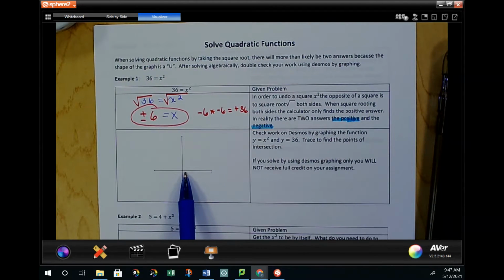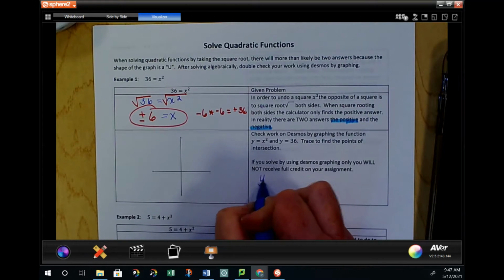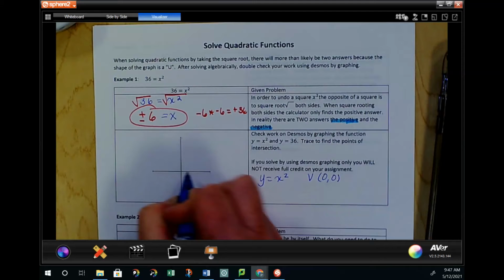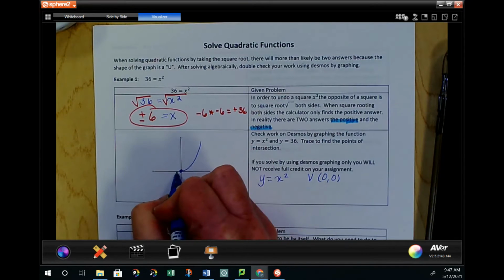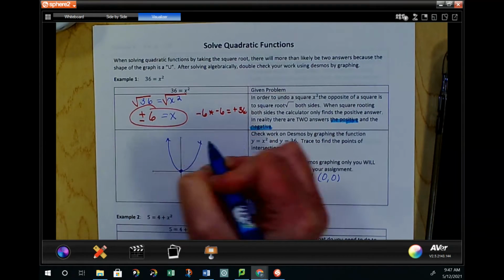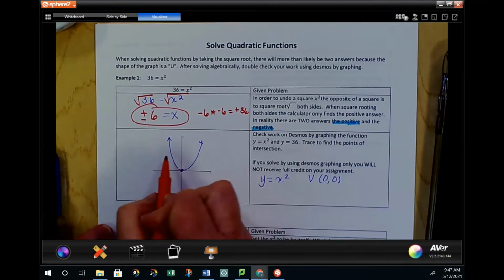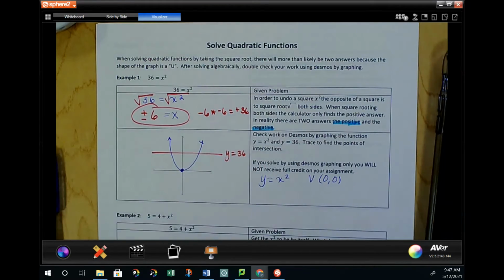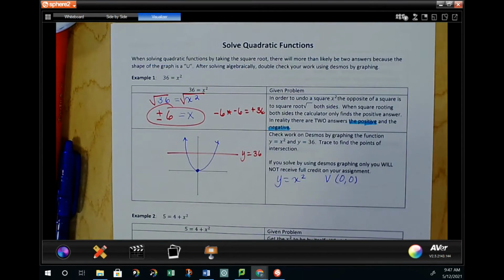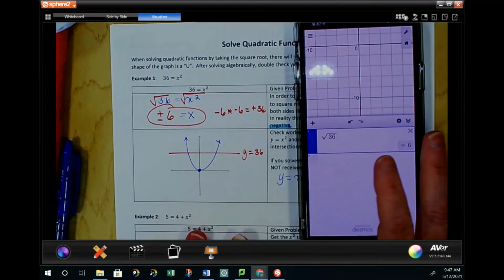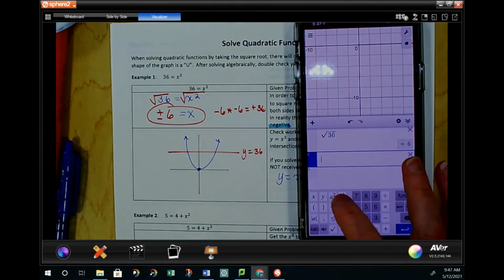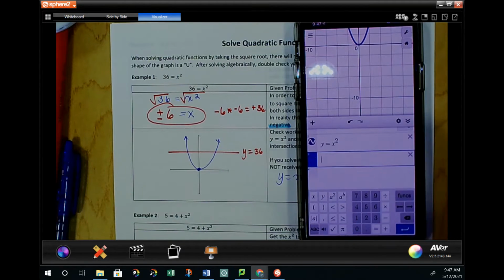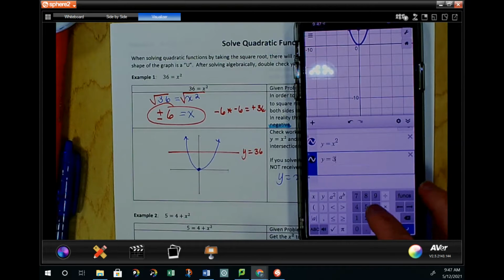So this is why it's really important we go back and look. This equation, y is equal to x squared, has a vertex of 0, 0, and I know that this is going to be a U-shaped graph. My next thing is that y is 36. So I'm going to type this into our lovely Desmos: y equals x squared, and then y equals 36.